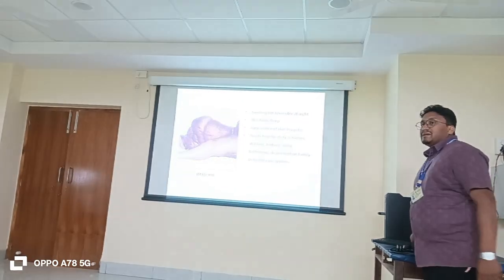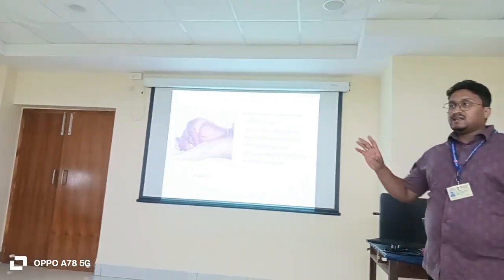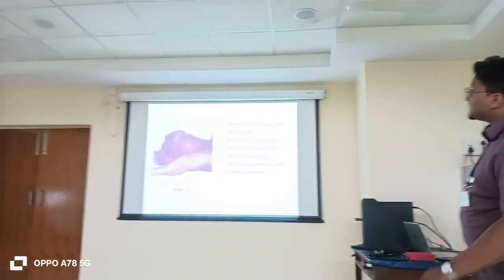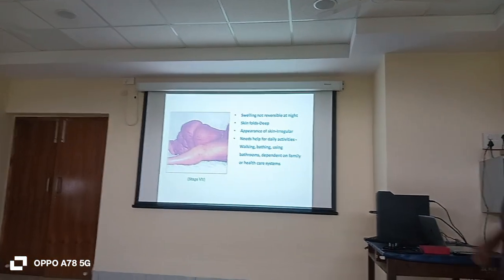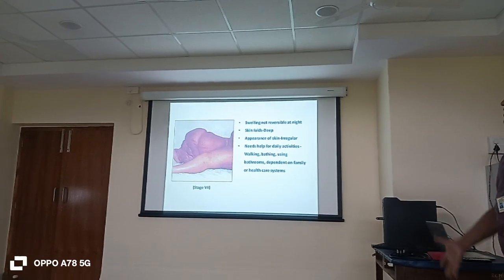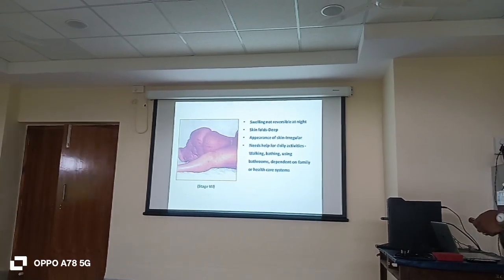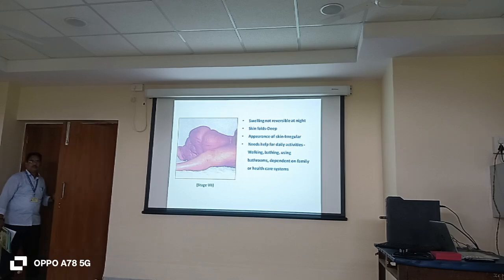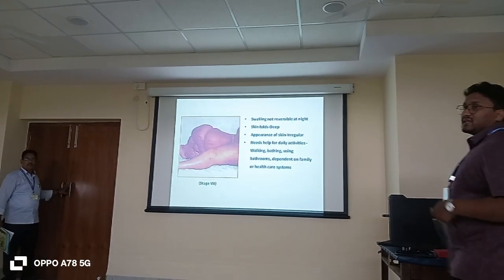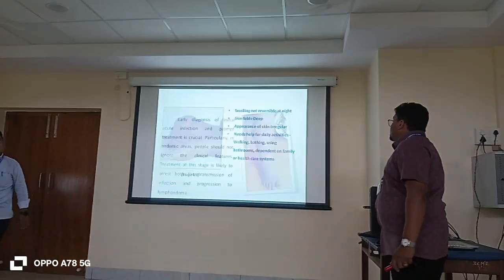This is stage 7, bedridden. This is the last stage. These are all according to WHO. This is bedridden. He cannot even move. He cannot go to wash. He cannot pull the leg. So he needs help for daily activities, walking, bathing, etc. They are dependent on other people.